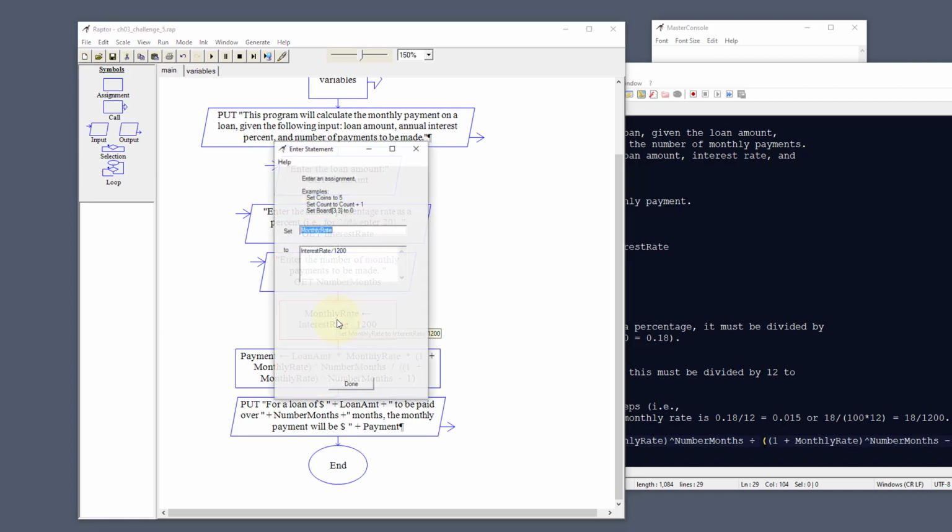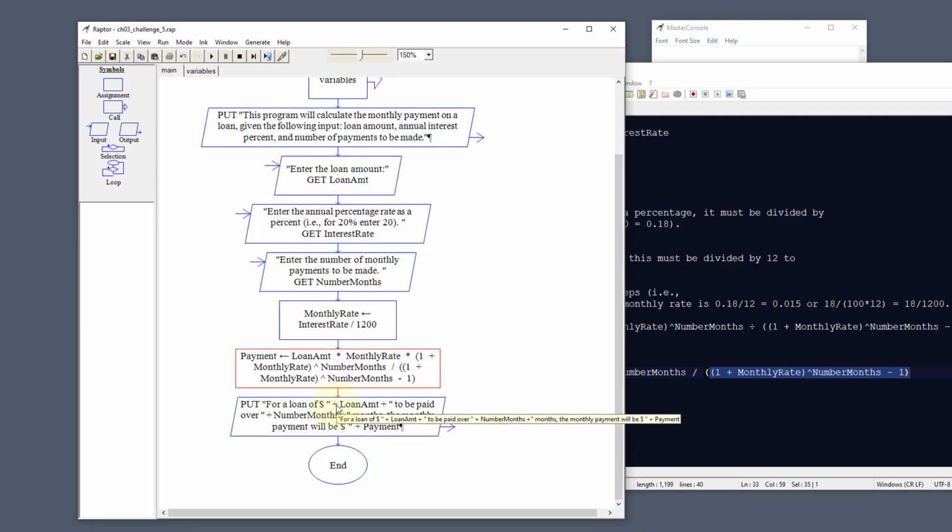And then here we're going to do a calculation, and we're going to say the monthly rate should be the interest rate, whatever the interest rate was, divided by 1200. And then we're going to output, and we're going to say for the loan amount of whatever the loan amount is, to be paid over how many months, the monthly payment will be whatever that payment is. So this is our key here on the formula there. So let's step through this.